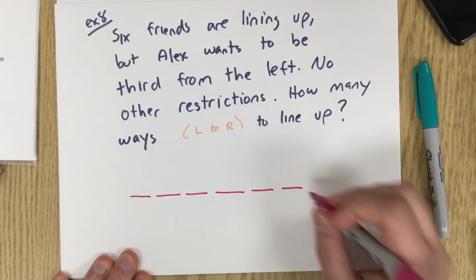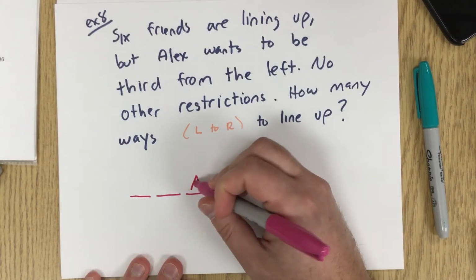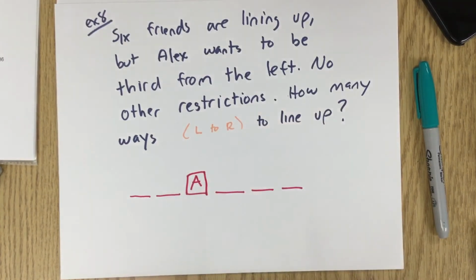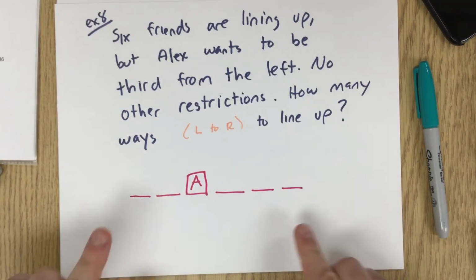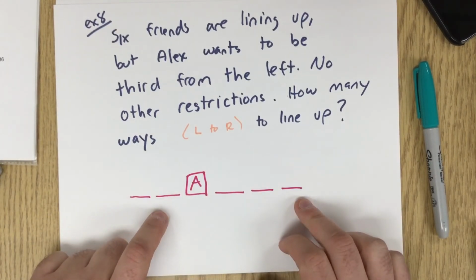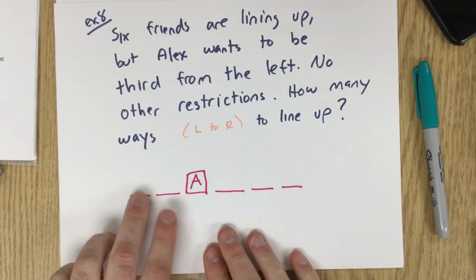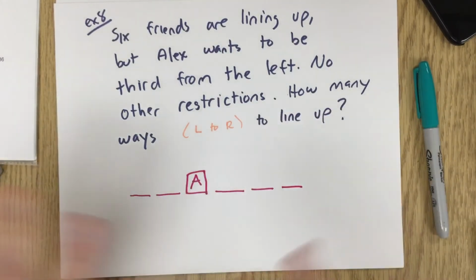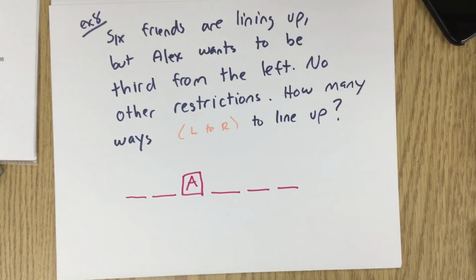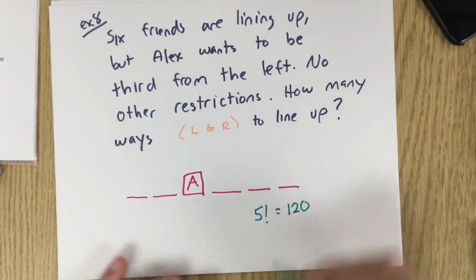1, 2, 3, 4, 5, 6. And we know that Alex has to be third from the left. So I'm going to block her in. She's not going anywhere. Now we have the other 5 friends, and they're going to be going in the 1, 2, 3, 4, 5 remaining slots. That one's taken up, but we can ignore it. What we care about are these 5 places they could stand in, and how many ways we can organize the people in those 5 places. That's just going to be 5 factorial, which is 120.